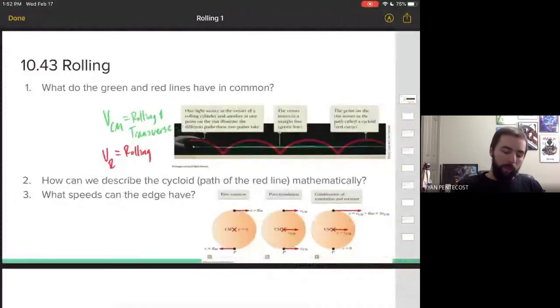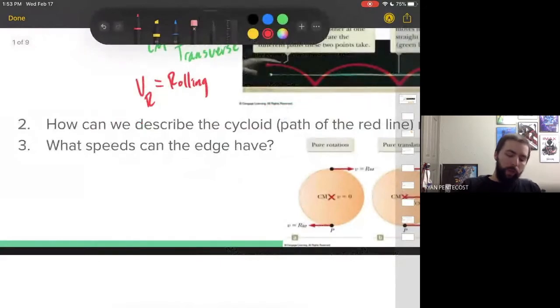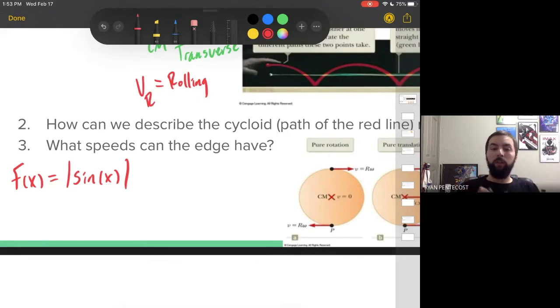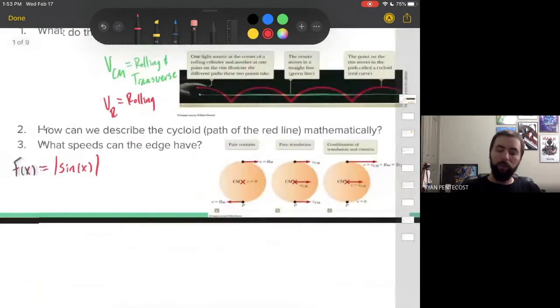Now, how can we describe the cycloid or the path of the red line mathematically? If we were to describe that path, we could say that f of x is the absolute value of sine x. If you took the absolute value of a sine graph, you would get that graph, right? You would see it hopping around instead of having the full mountains and valleys, the full sinusoidal curve that we're used to. Here you just have bunny hopping on its graph. It's just the absolute value of sine.